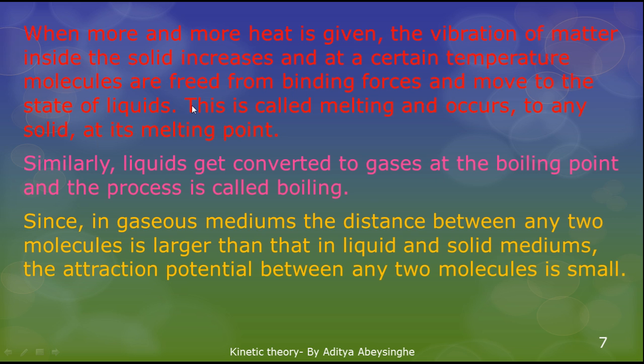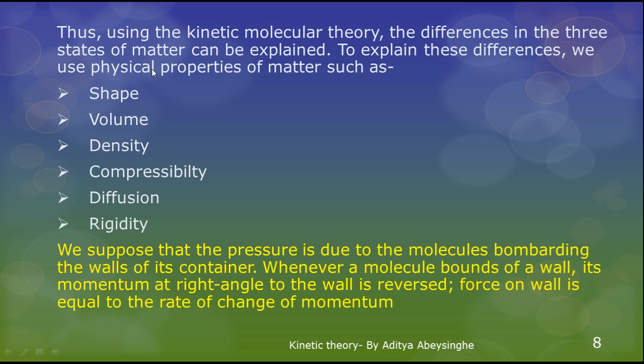Using the kinetic molecular theory, you can explain the differences. It uses these concepts: shape, volume, density, compressibility, diffusion, rigidity, right? Even the shape, volume and density are important, or volume and density alone are necessary. We don't actually need all of these. Even these two are sufficient to explain the kinetic molecular theory of gases. So we normally use physical characteristics like this to explain the kinetic molecular theory.